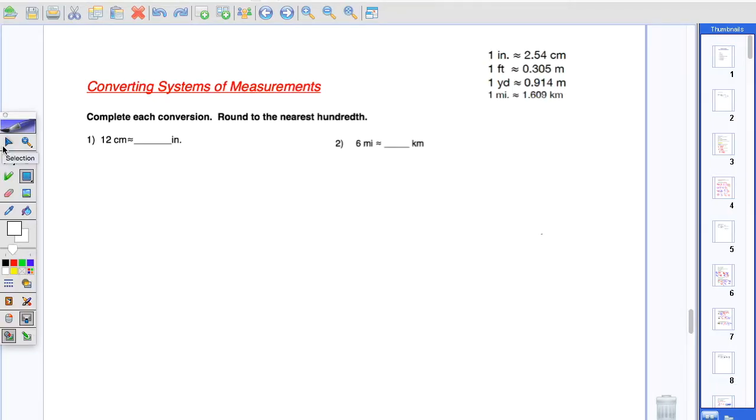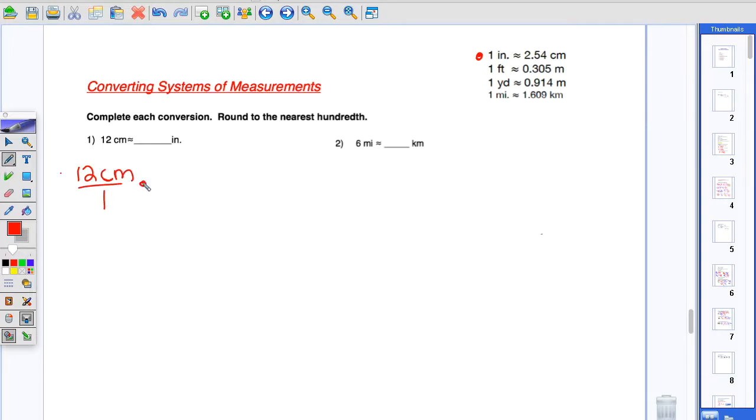Converting systems of measurement. Complete each conversion, round to the nearest hundredth. So we have 12 centimeters is approximately equal to blank inches. So what we want to do is figure out if we had 12 centimeters, what that would be in inches. So looking at our table, our conversions off to the side, the conversion that we're going to use for number 1 is 1 inch is equal to 2.54 centimeters. So we start with our original.